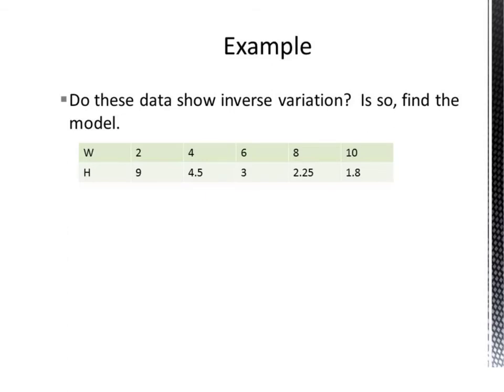Alright, so can you look at data and answer the question, do these show an inverse variation? Well, let's consider the top x and the bottom y. That's usually how they give you a table. My inverse would be k over x. If I take this and solve for k, k would have to be equal to xy, if I multiply both sides by x.